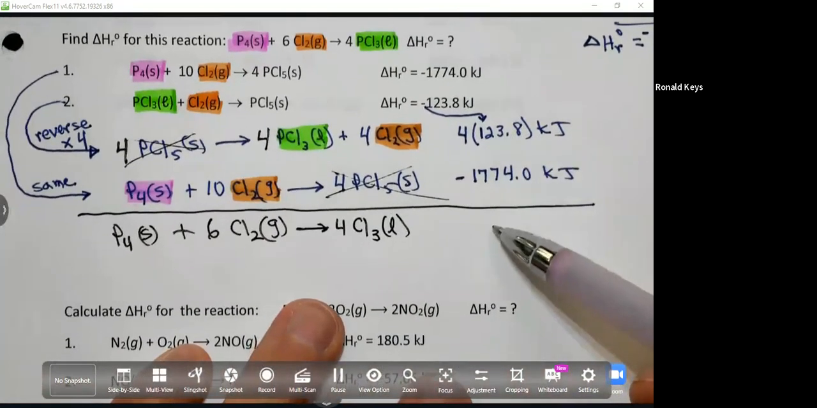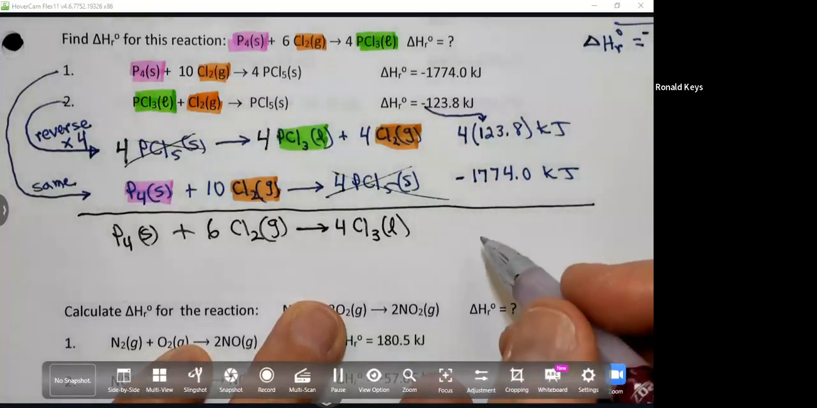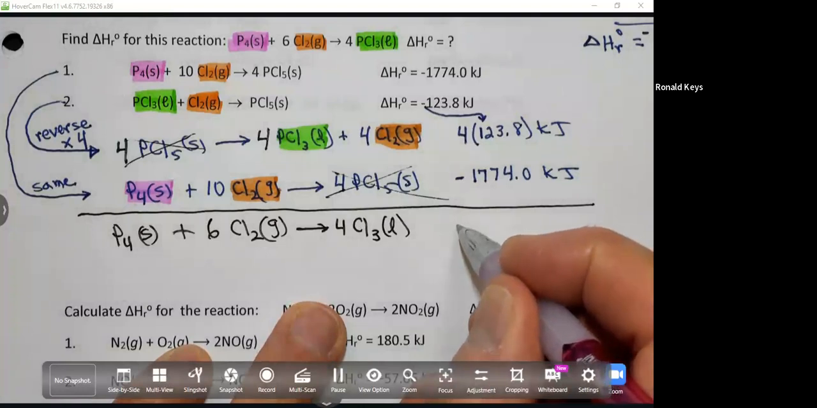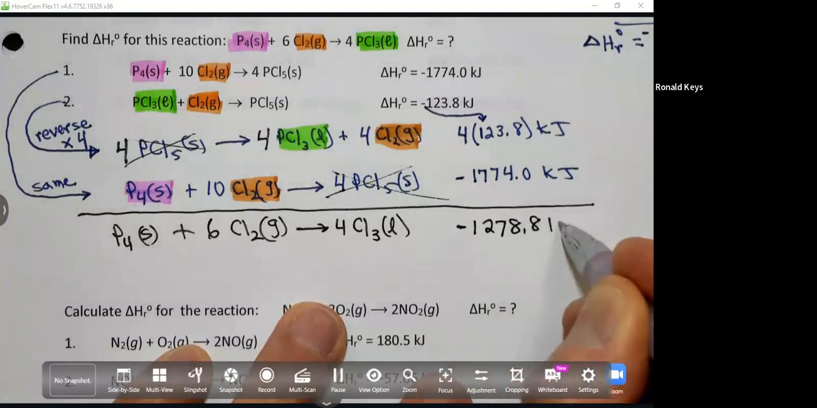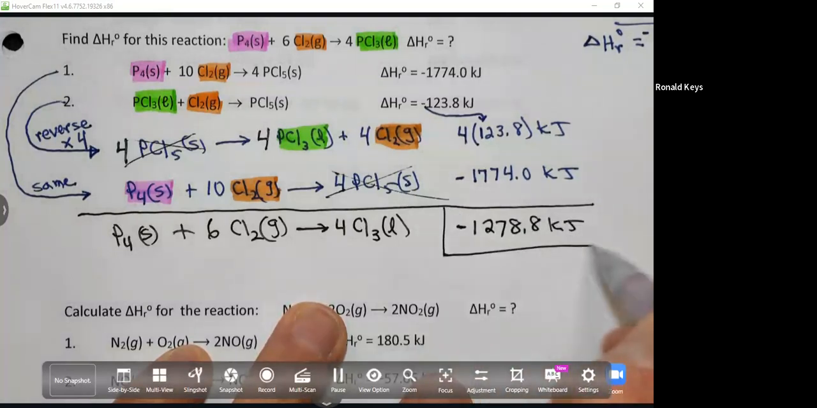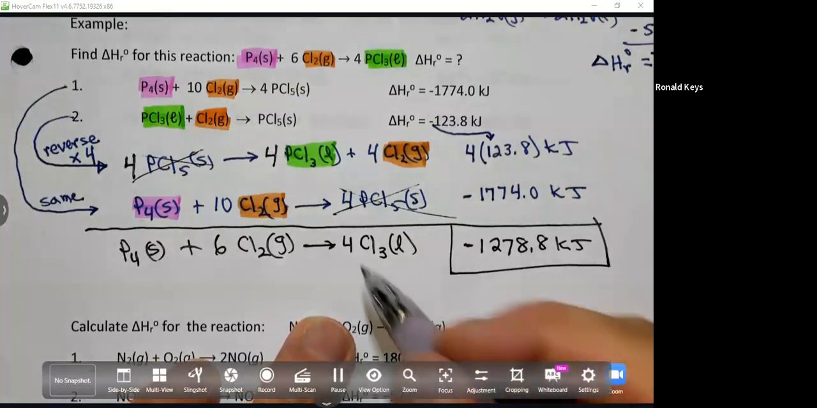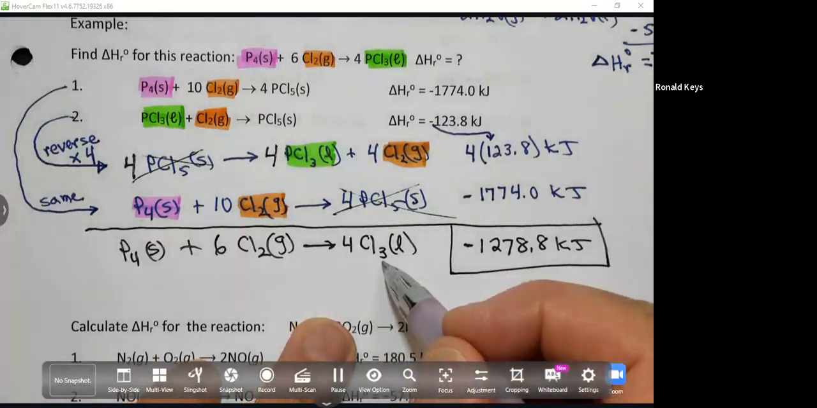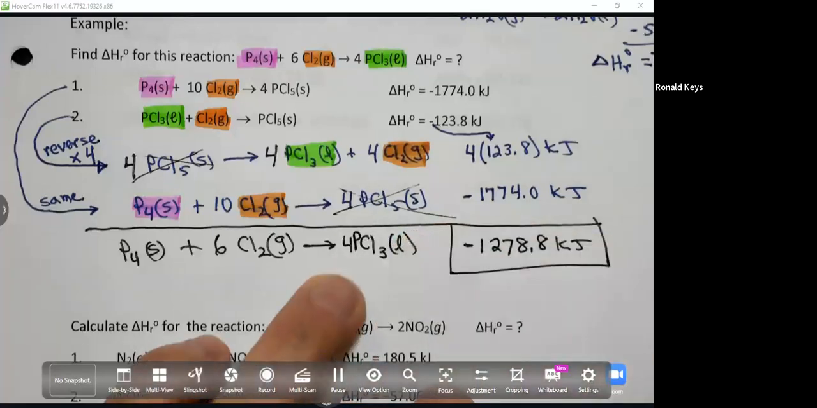I'm going to add this up. And when I add this up, I'm going to get 1278.8 kilojoules. Yes. 4 PCl3. Yeah, I'm missing my P, aren't I? That's not very good. Right there.